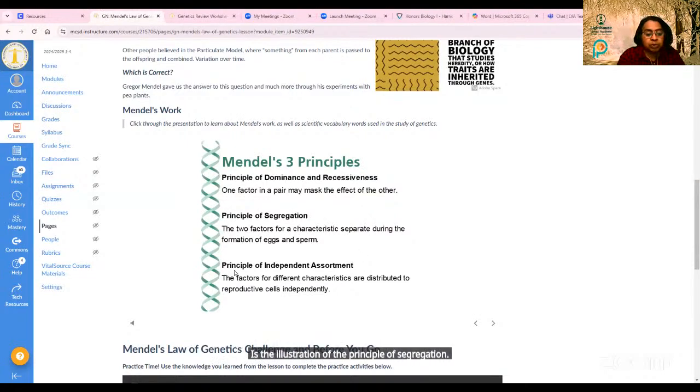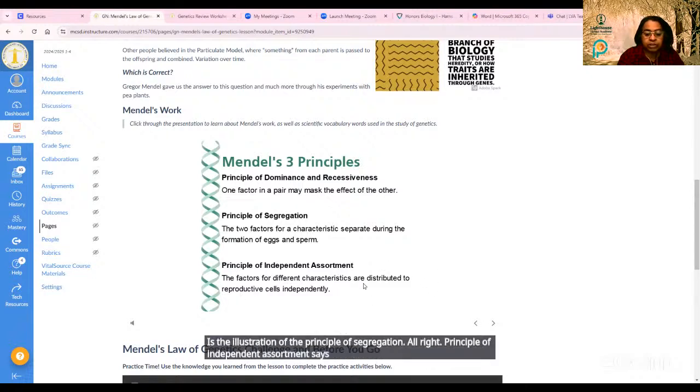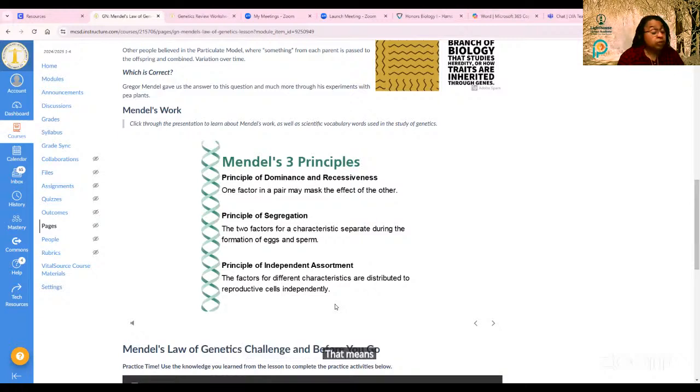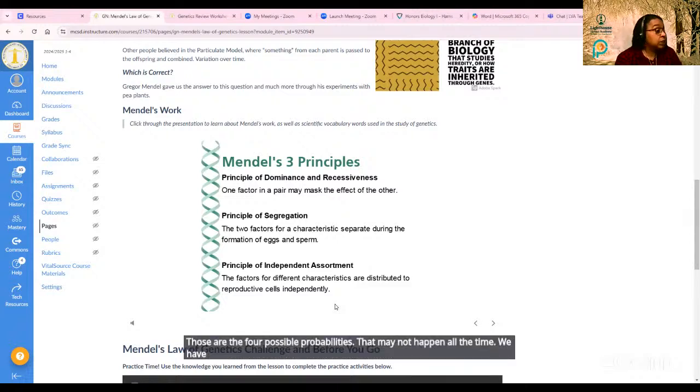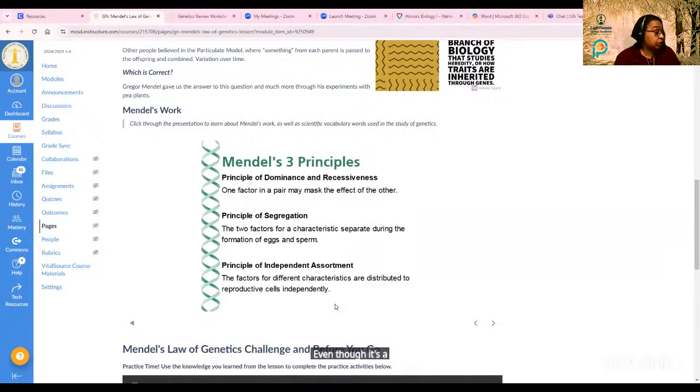All right, principle of independent assortment, as the factors for different characteristics are distributed to the reproductive cells independently. That means that, again, the Punnett square is probabilities. Those are the four possible probabilities. That may not happen all the time. We have families that have all boys, even though it's a 50-50 chance that you're going to have a boy or a girl.